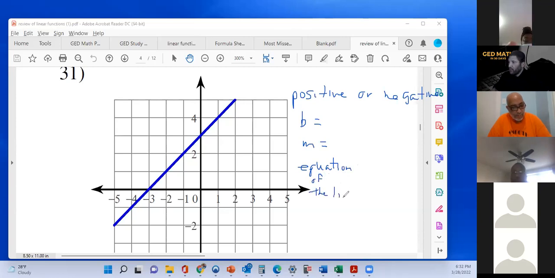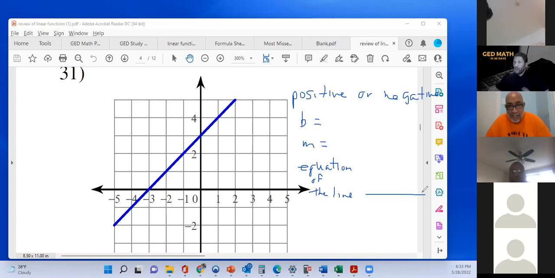I want you to tell me 4 things. So when you send it in your chat, you should have 4 answers: positive or negative, b equals whatever it is, m equals whatever the slope is, and then the equation of the line, y equals mx plus b. So I want 4 things. Okay? I'm setting the timer again for 2 minutes. I want whether it's positive or negative. I want the y-intercept.